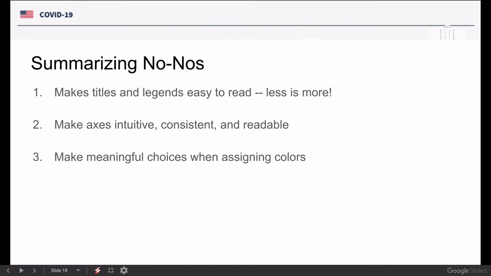3. Make meaningful choices when assigning colors. Don't do it randomly or because it looks pretty. So that would be a no-no. Is there more than one shade of blue in the graph? Then what does the blue category mean and how is it distinct from the non-blue categories? Is it a color-based scale? What are the poles of that scale and do they make sense? Is it colorblind friendly? All of these are questions that you should be asking before making these.